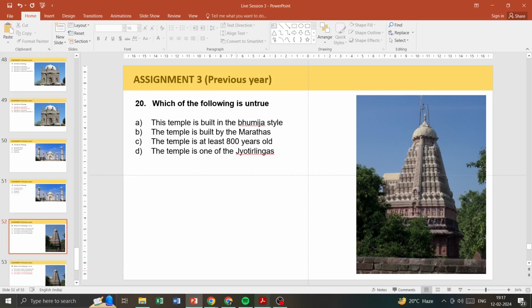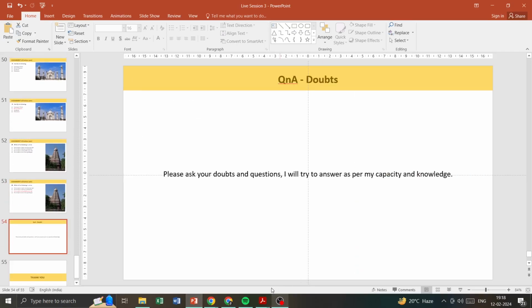The reason the statement that it is at least 800 years old is wrong can be found out logically, from the fact that the Marathas started their reign in the 17th century, and Maratha architecture became prevalent in the 18th century itself. So this cannot be 800 years old, because they started their architectural style in the 1800s itself. So the answer is that the statement that the temple is at least 800 years old is untrue.